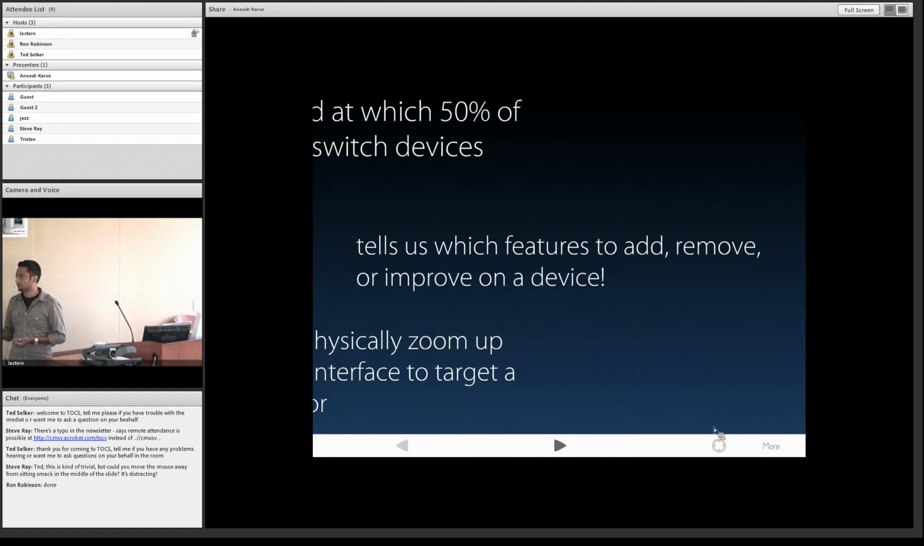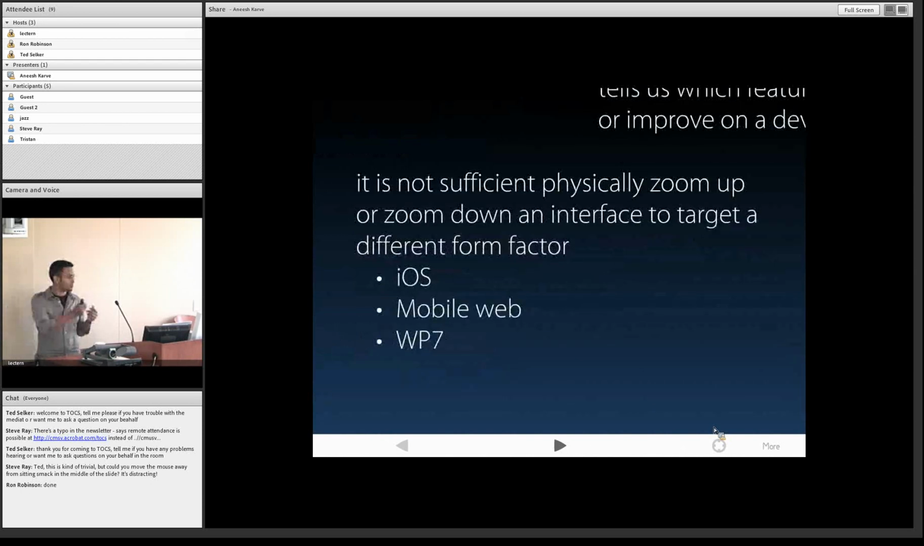And the idea here, I think, which was suggested by yourself, was that it is not sufficient to take the same layouts and the same user interfaces from desktop and simply shrink them down to work on a mobile device. It just doesn't work. And what we've seen, in fact, is what the large manufacturers have had to do in the case of iOS, in the case of mobile web, which requires an entirely different set of CSS, and then in the case of Windows Phone 7, is take their interfaces and completely redesign them.